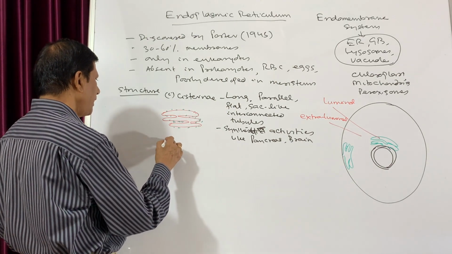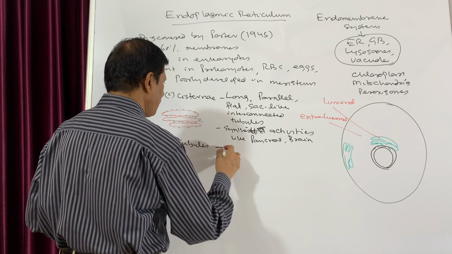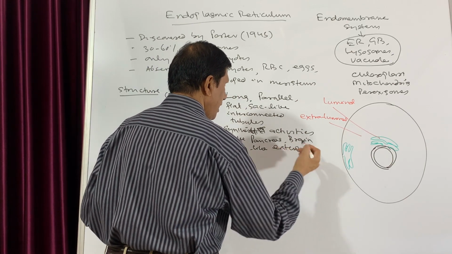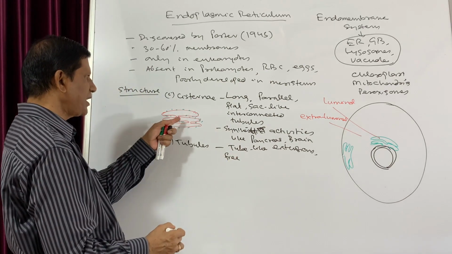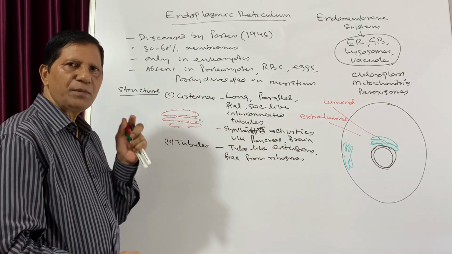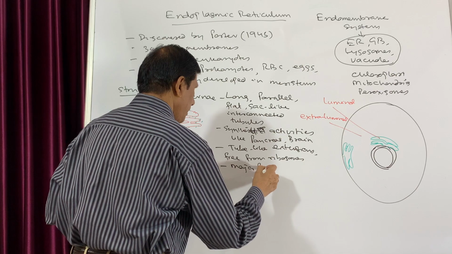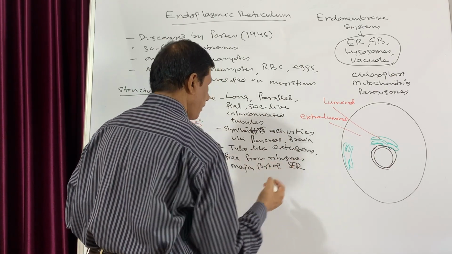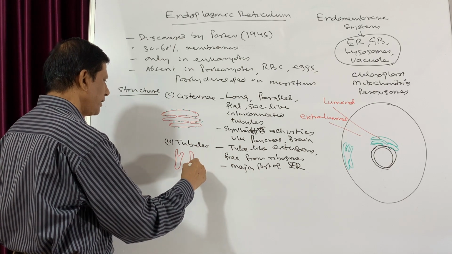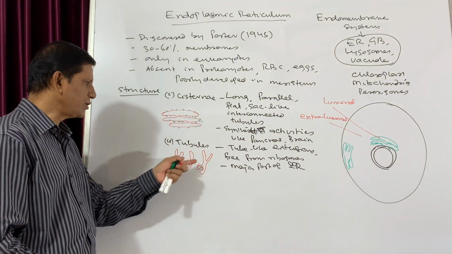Now the second one is tubules. The tubules are tube-like extensions, and these are usually free from ribosomes. Here ribosomes are present, but these are free from ribosomes, and these are the major structures of the smooth endoplasmic reticulum. How do these tubules look? They may be like this. These are the tubules, and there are no ribosomes on them.